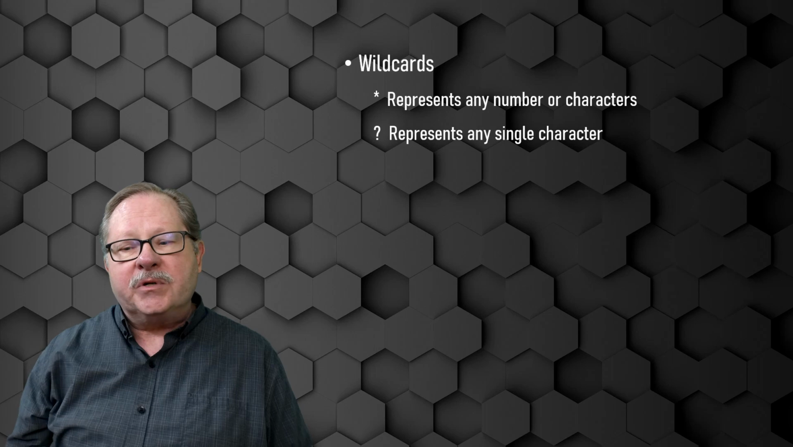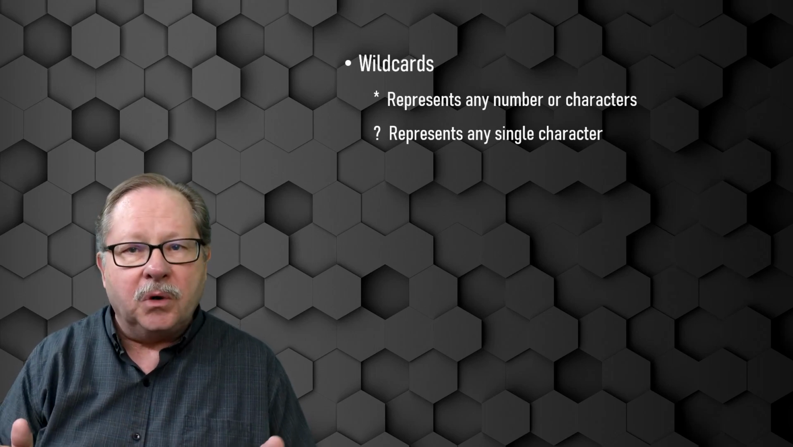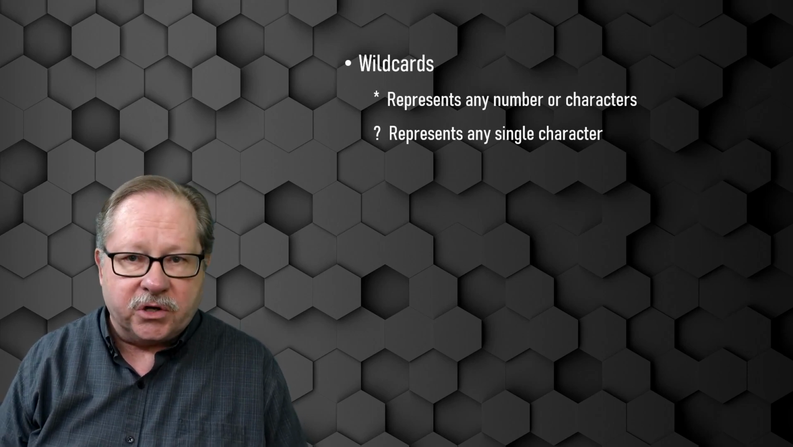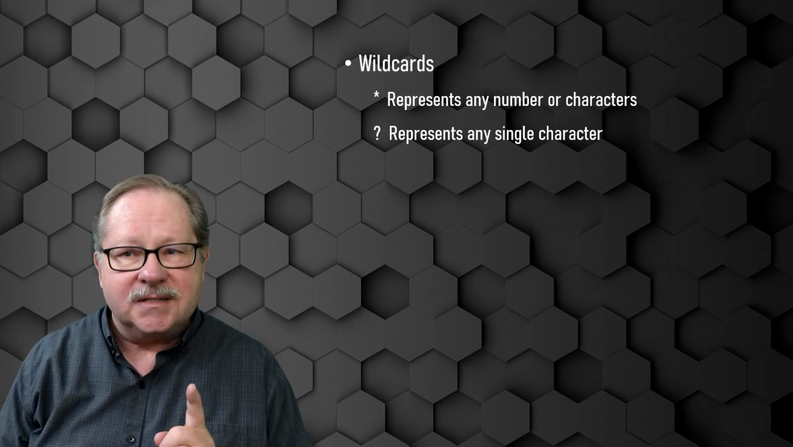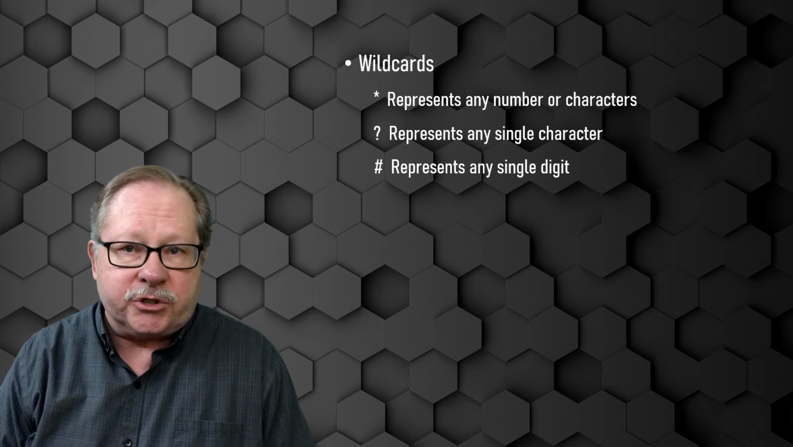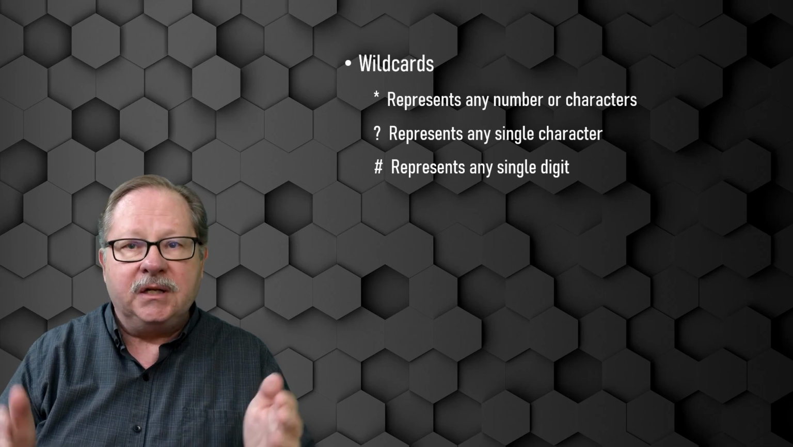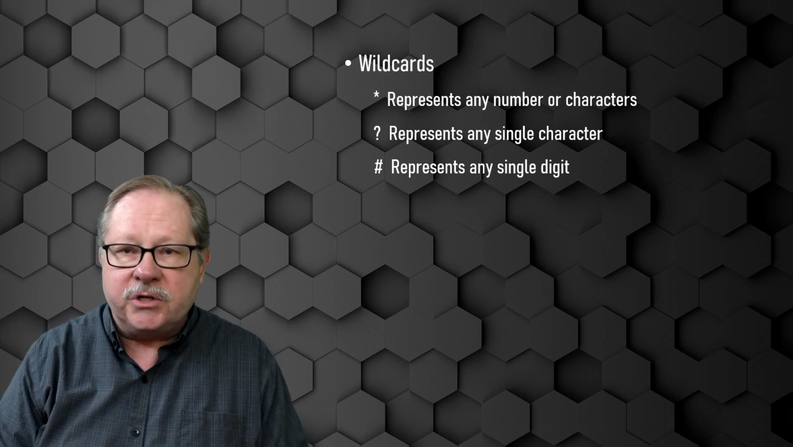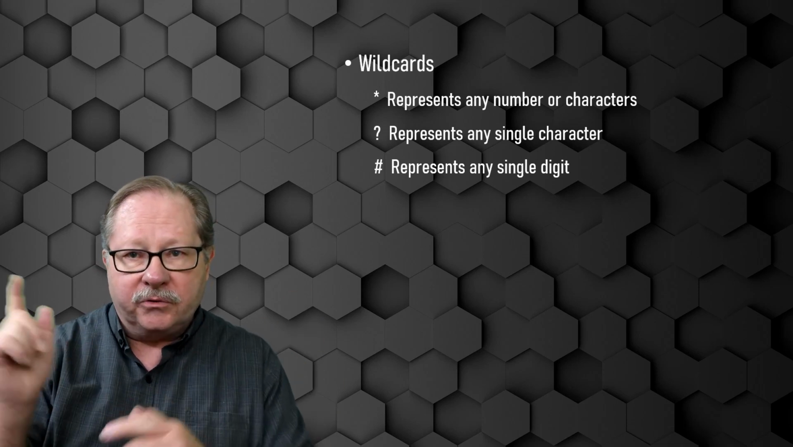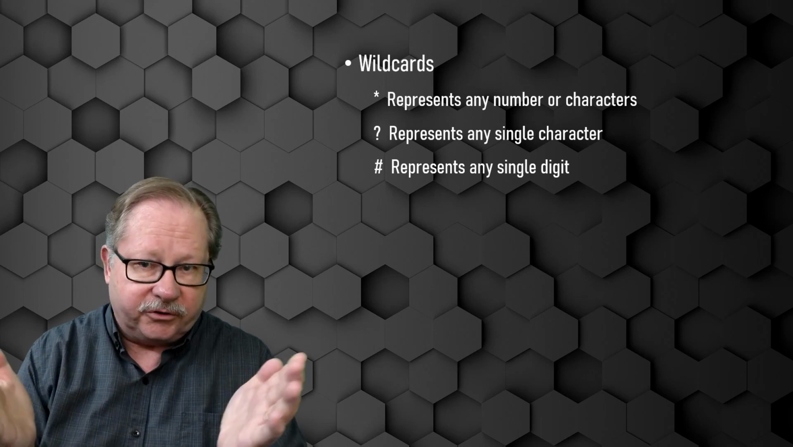Now, if I need it to represent any character only, in other words, I'm not looking for numbers, I don't even want to consider numbers, I can use a question mark. Now, a question mark isn't like the star in that it represents only a single character. The next is the pound sign. Acts just like the question mark, but it's going to be looking for numbers. Any one digit in any particular location. For example, if you're looking for a single digit, you might put star, pound, star. And you're looking for a digit in the middle of a string, for example.